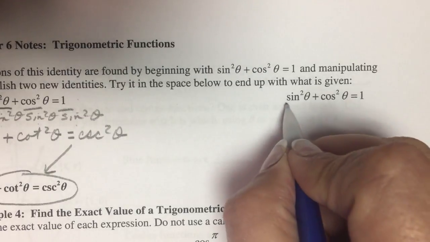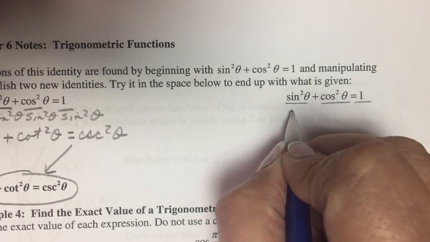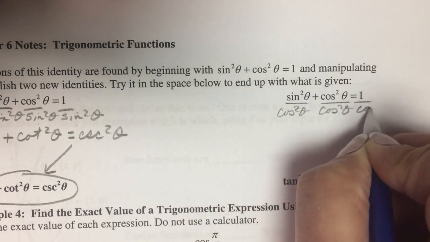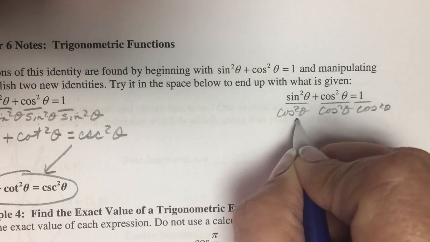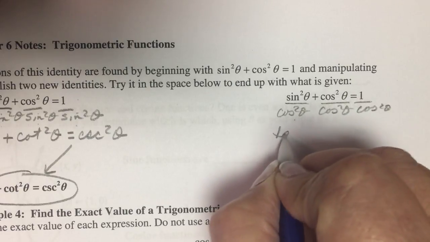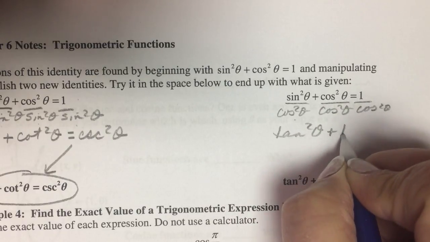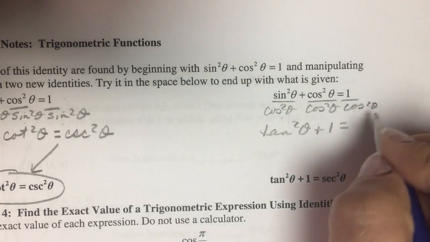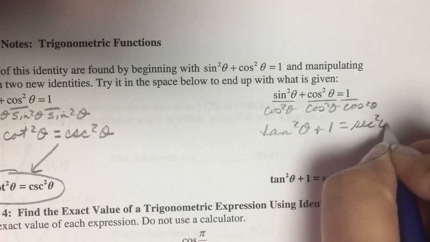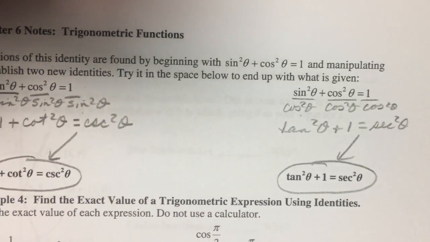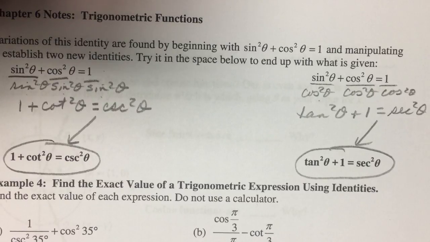If we go to this one and do basically the same thing, except we're not going to divide by sine squared theta, we're going to divide by cosine squared theta. Sine squared theta divided by cosine squared theta, that's tangent squared theta, plus cosine squared theta divided by cosine squared theta is 1, is equal to 1 over cosine squared is secant squared theta. That is another identity that comes directly from your original Pythagorean identity. So those are 3 identities that you use a lot.